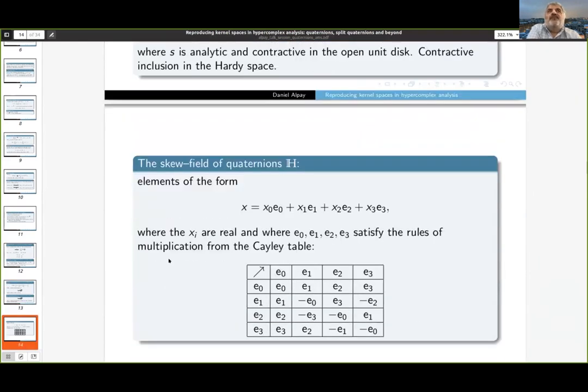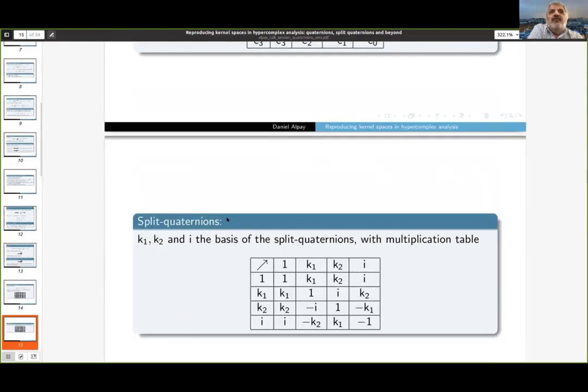I'm not so sure I have to introduce here the field of quaternions, the skew field of quaternions. I was educated in France, as you can hear from the accent, and there we say commutative field and field, which is a bit different from here. The skew field is non-commutative; this is the definition, but we'll meet it later. And here we have also the split quaternions, which are not a field; this is the multiplication table.